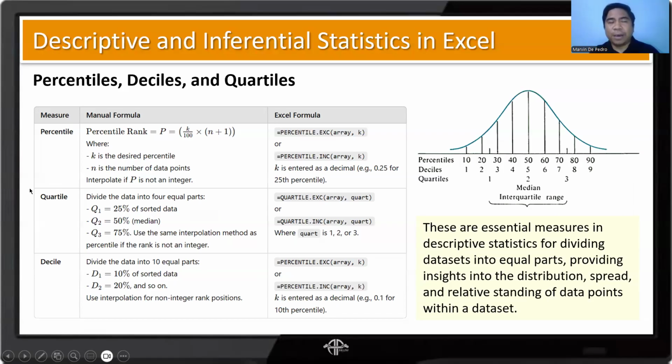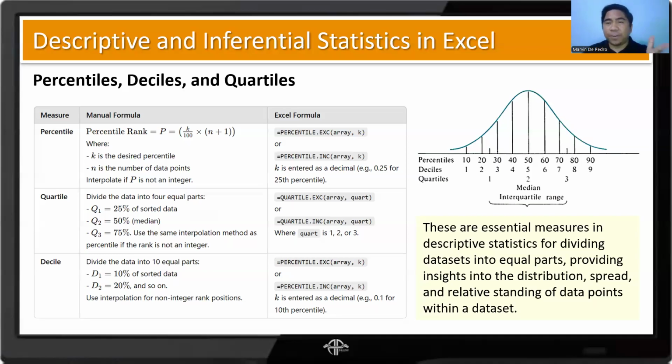So my focus, or the one I suggest here, is the quartile, because this is the one that we use for determining outliers. Quartile, we divide the entire data set into four equal parts. We have Q1, Q2, and Q3 as our divisions. Remember, if we have four equal parts, then that means we have three lines in between. Those three lines in between are our quartiles.